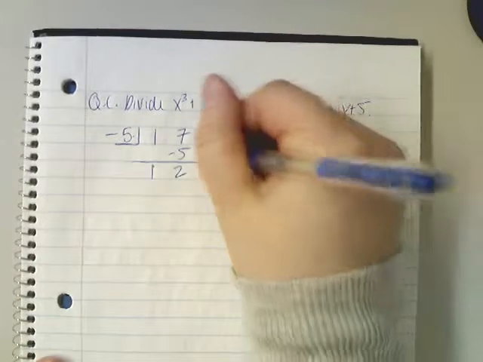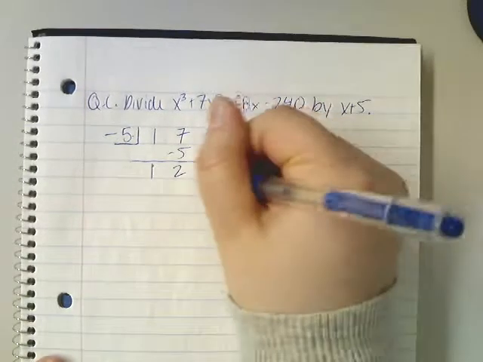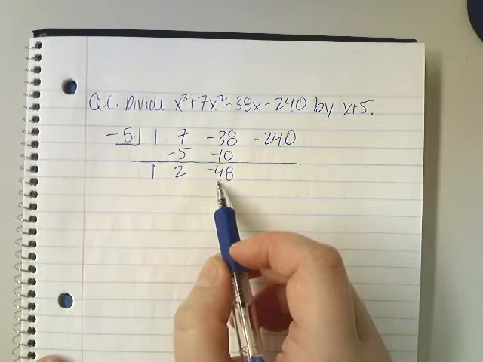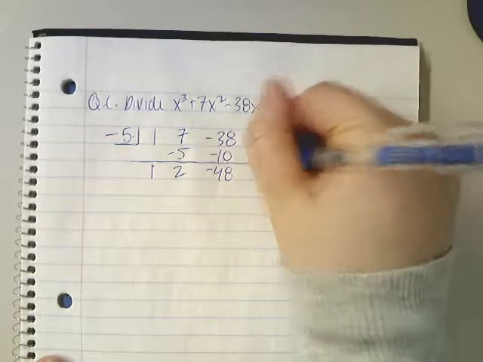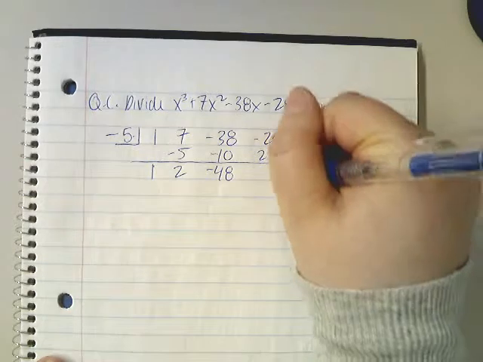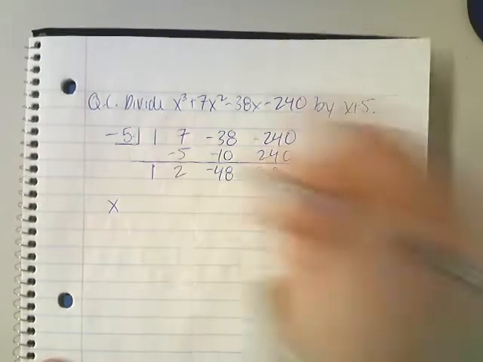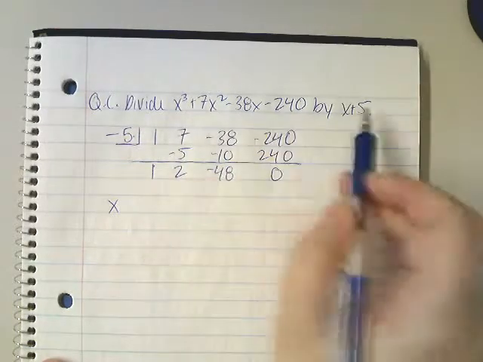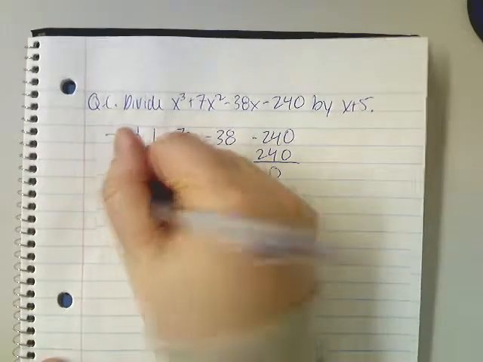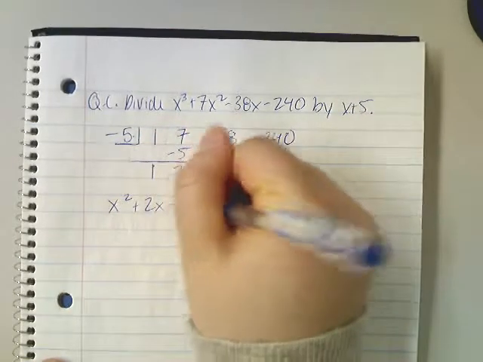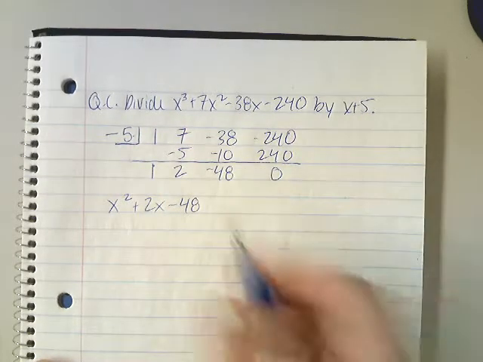-5 times 2, I get -10. I add those straight down and I get -48. I do -5 times -48, which ends up giving me +240. So then those cancel out. I'm left with a remainder of 0. So the polynomial I get when I divide this by this is x squared, because I take 1 degree less, plus 2x minus 48. So that is the answer when I divide those out.